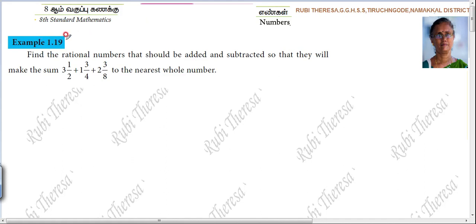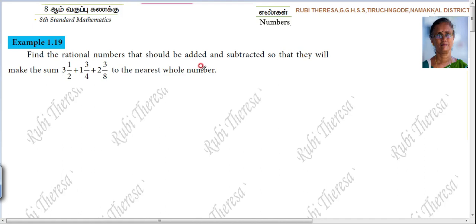Example 1.19, Numbers chapter. Find the rational numbers that should be added and subtracted so that they will make the sum to the nearest whole number. So first, what you have to find out? You read the problem again. Find the rational numbers that should be added and subtracted so that they will make the sum of these numbers to the nearest whole numbers.